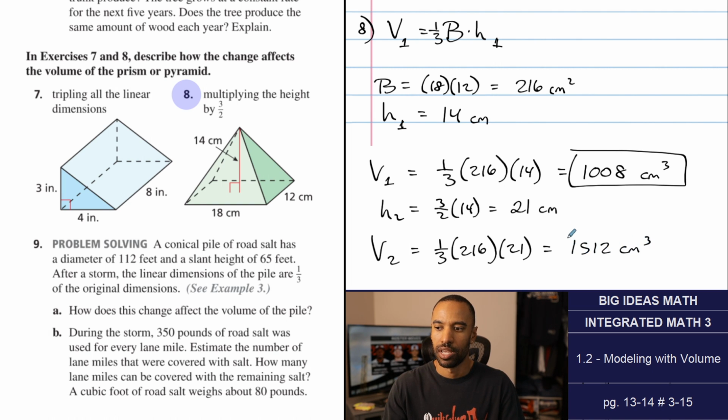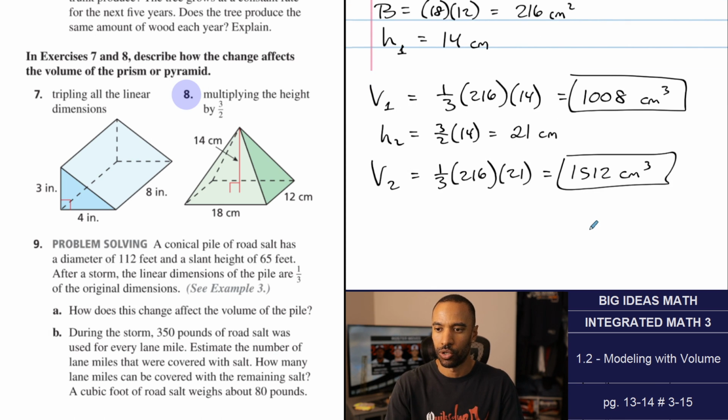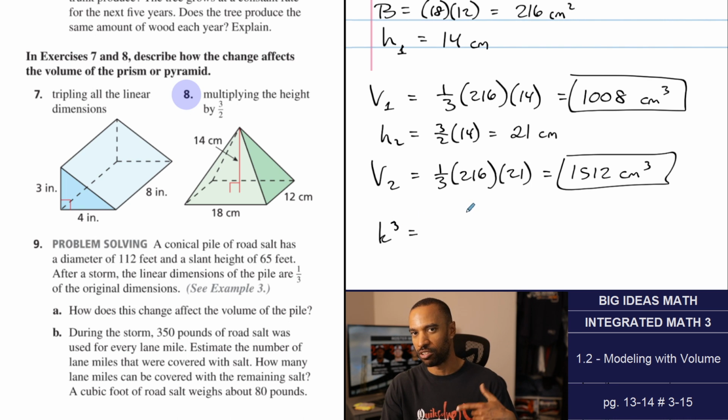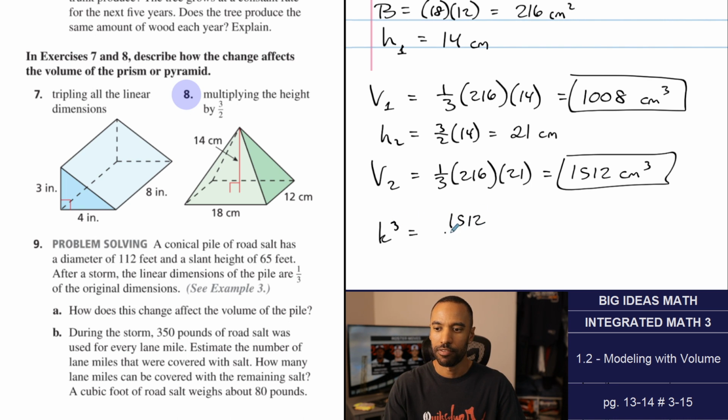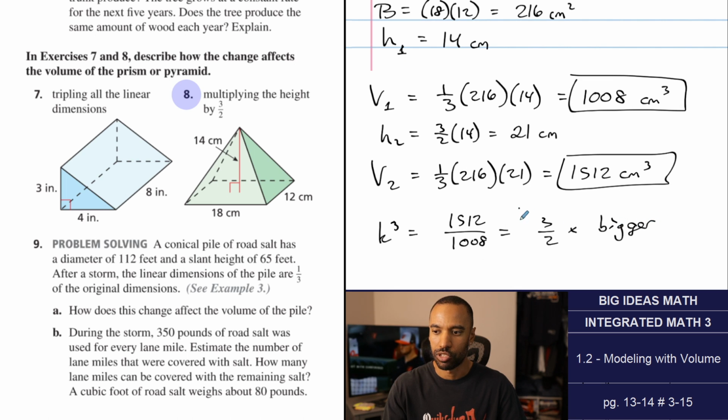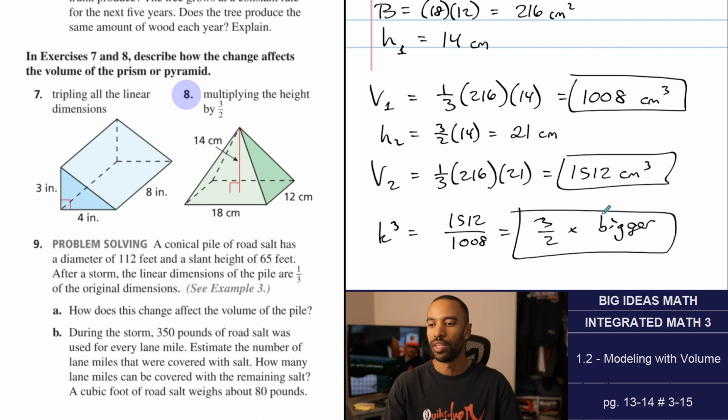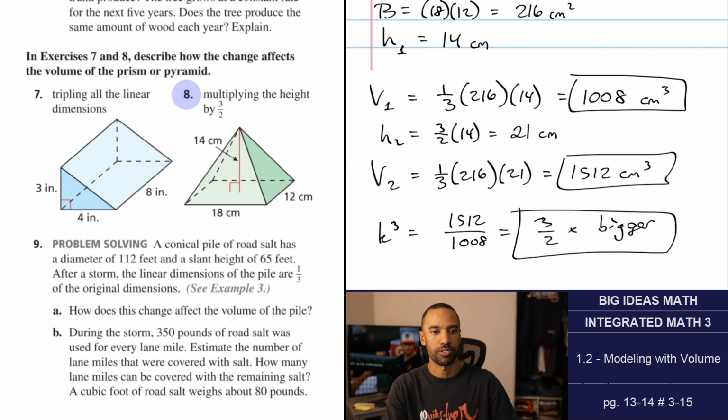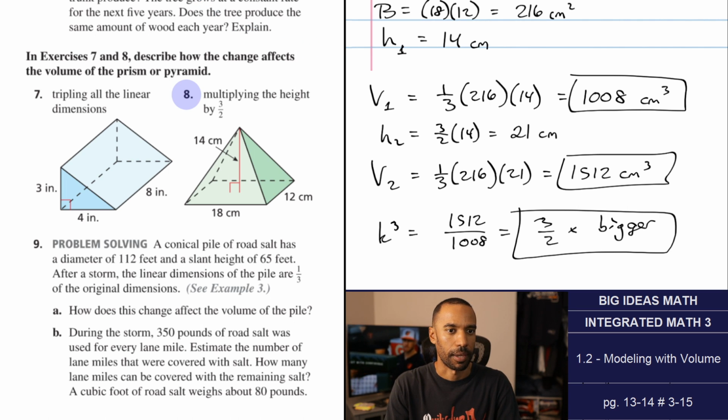1512 cubic centimeters. Now, when you compare these two, this K cubed, if you will, I don't know if you call it scale factor here because it's not changing every bit of dimension, but I'm just going to compare this way. 1512 divided by 1008 reduces to 3 halves. 3 halves times bigger. You can say 1.5, but they used a fraction at the time, so I'm going to use a fraction as well. Just 3 halves the size of what it was. Okay, number 9, problem solving.